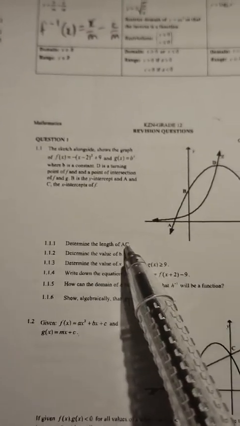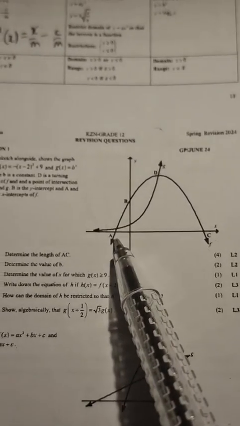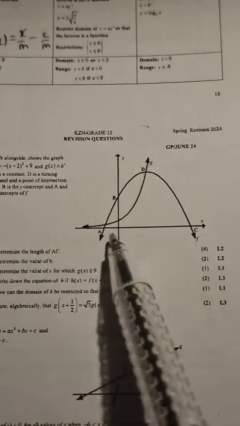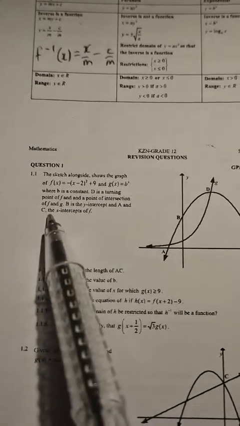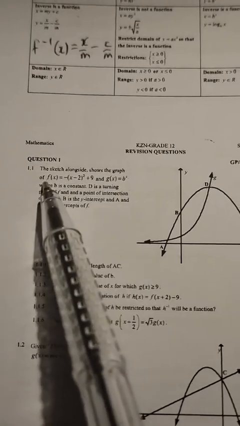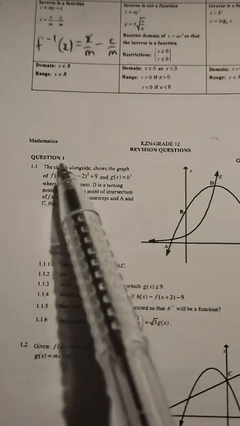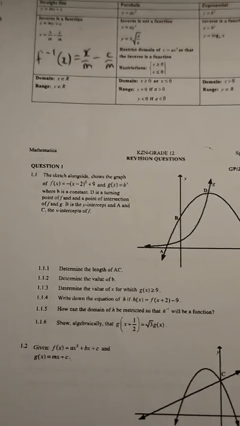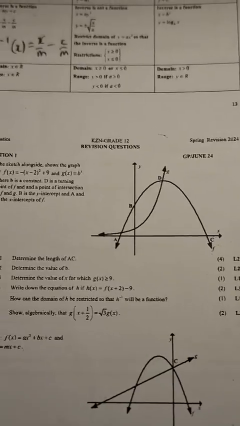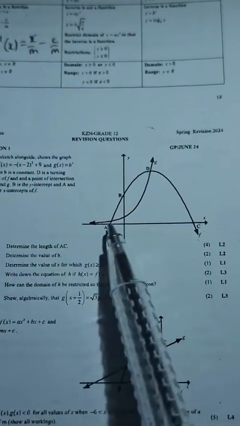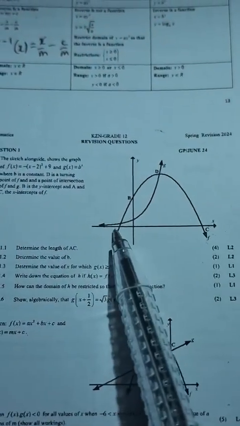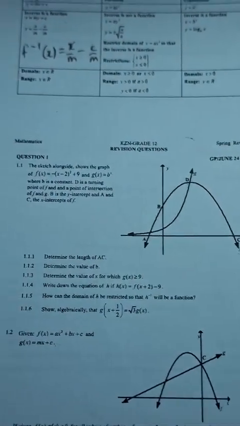They're saying now determine the length of what? Of a and c. Now a and c, we were told, are the x-intercepts of who? Of f. Here is f. This is the equation of f. So let's go find those x-intercepts, because to answer this question, the length of a and c, we need the x-intercepts. So where's the function?